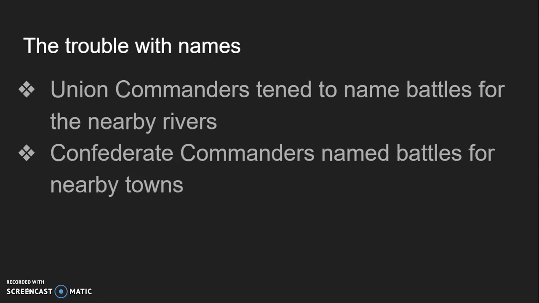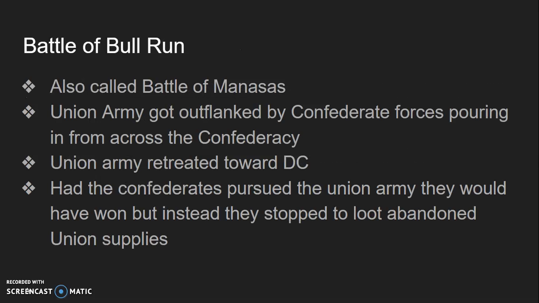Well, the reason is Union commanders tended to name battles for the nearby rivers. So, for example, the Battle of Bull Run was so called because it occurred near Bull Run Creek. Confederate commanders tended to name the battles after the nearby town. So, First Battle of Manassas because it occurred nearby the town of Manassas. Alright, there we go. Now, Battle of Bull Run, also called Battle of Manassas or Battle of First Manassas.